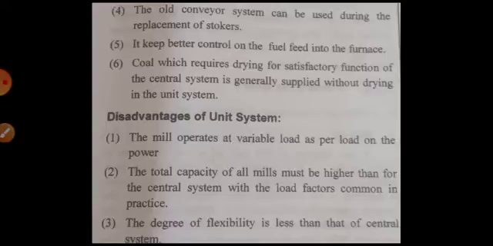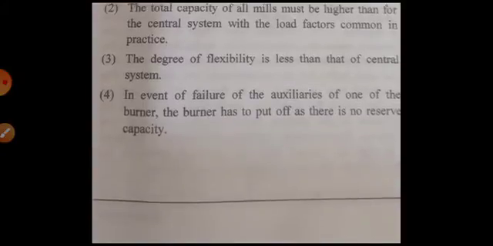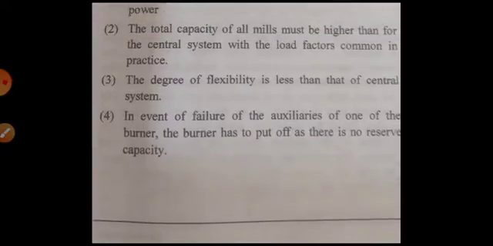What is the disadvantage of this system? The mill operates at variable load as per the load on the power plant. The total capacity of the mill must be higher than for the central system with the load factor common in practice. The degree of flexibility is less than that of the central system. In the event of failure of the auxiliary, one of the burners has to be put off, as there is no reserve capacity.